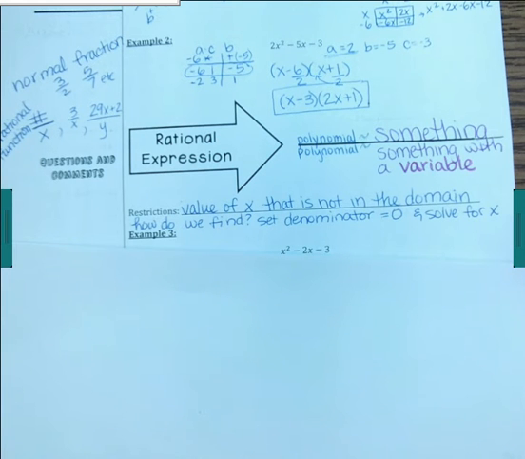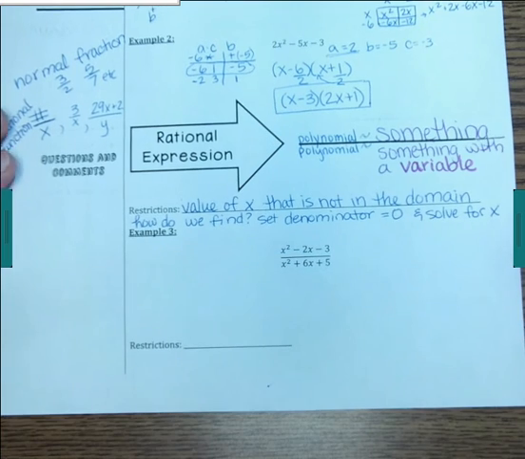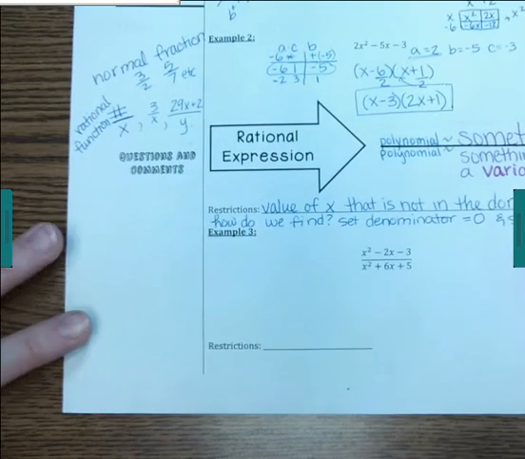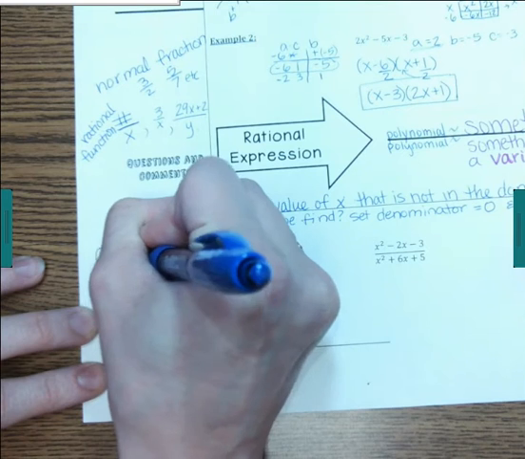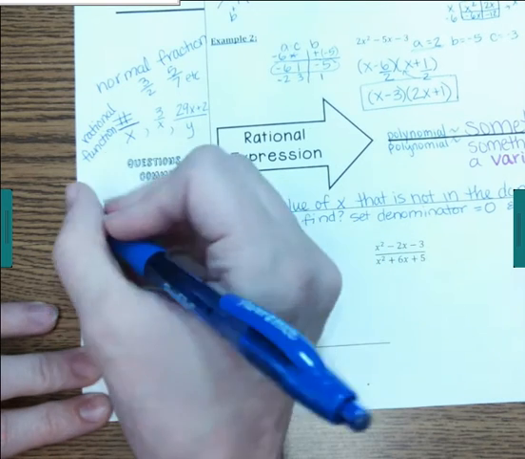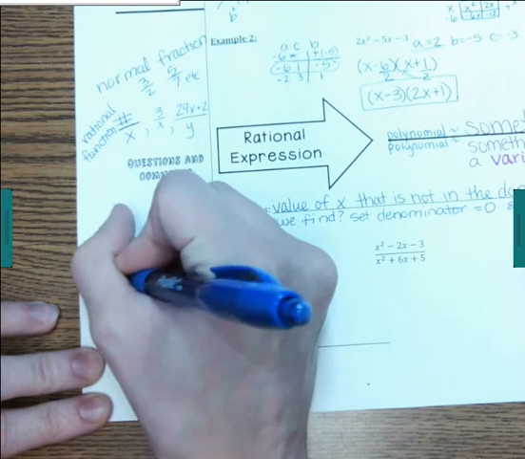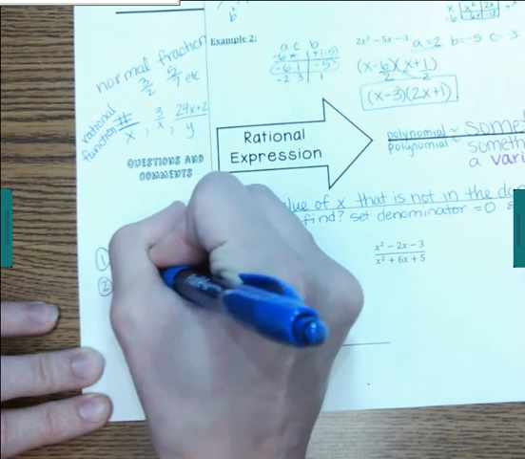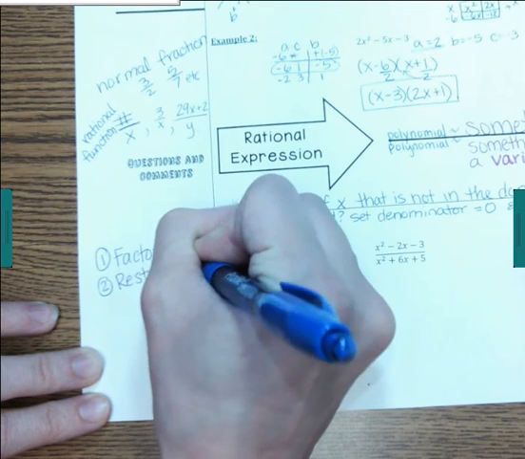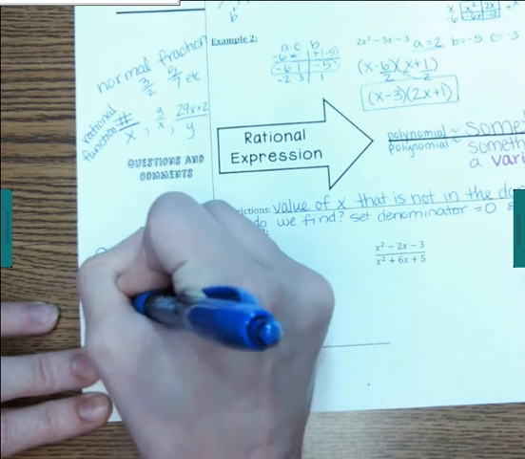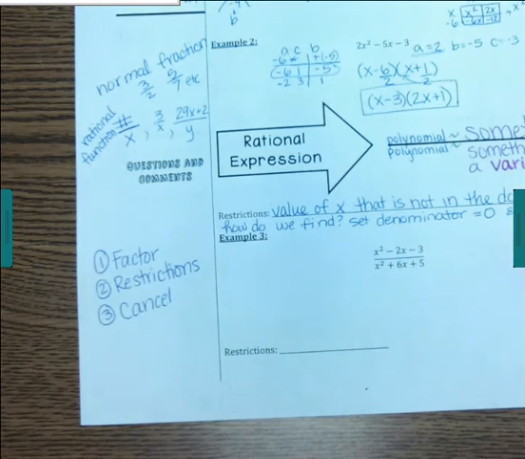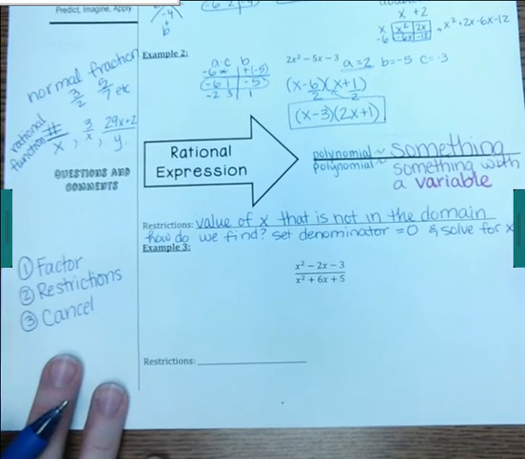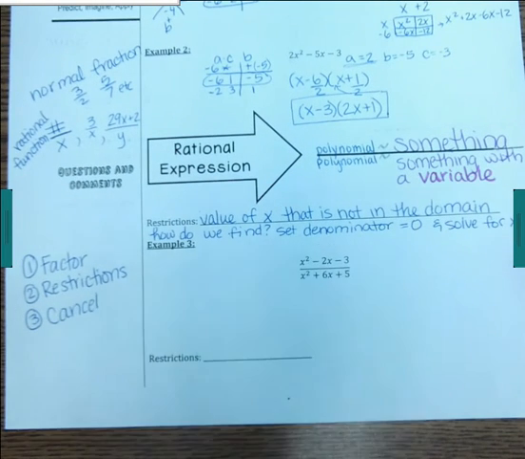So, as we go through these, which we have our examples that we're going to start now, we are going to make sure that we factor first. We're going to do restrictions. And we're going to cancel. Now sometimes we have to do restrictions a little bit here, a little bit there. So you'll see that, but you just need to make sure that you do the restrictions.